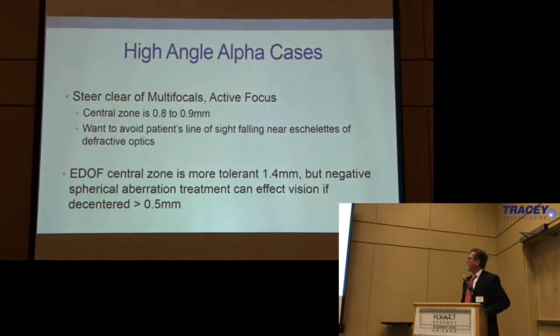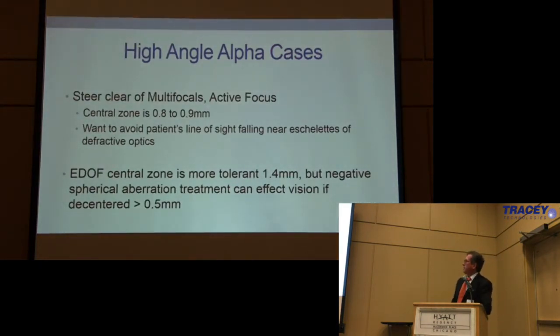All right. In these patients, why do I steer clear? Most of the multifocals available in the United States have a central zone between 0.8 and 0.9 millimeters. If you split that in half, it's 0.45. That's as much decentration as you can have without a problem. If angle alpha D and angle kappa are misaligned, you don't want their line of sight falling in one of those echelettes, because then you're going to have a significant drop in vision and the patient's going to complain about all kinds of aberrations.